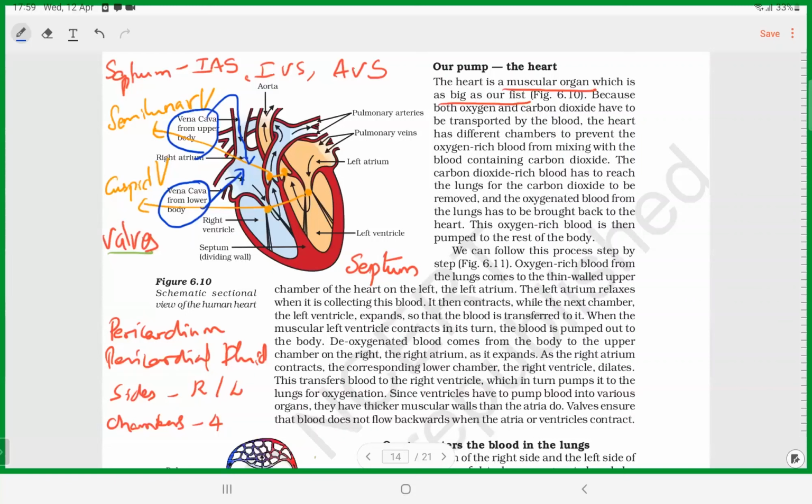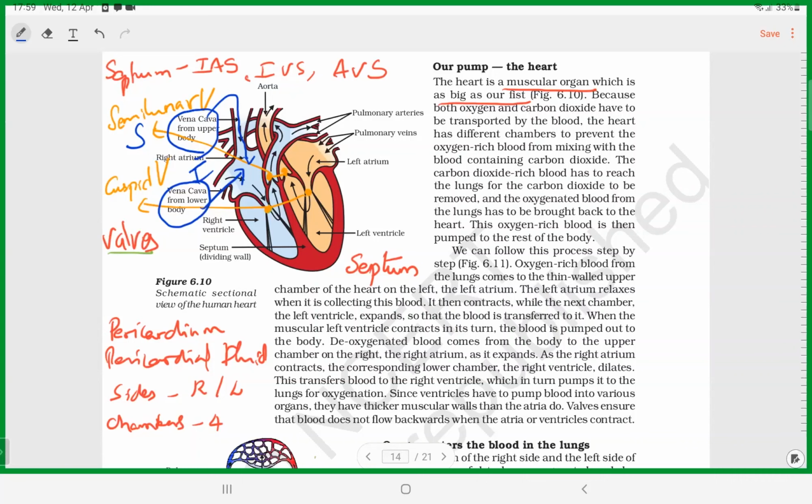drained to the right atrium through the superior vena cava. What are the two types of vena cava? Superior, on top, which is superior, and on the bottom, it is inferior vena cava. Can you understand? Fine. So, the inlet of the heart, the right auricle, is the vena cava.